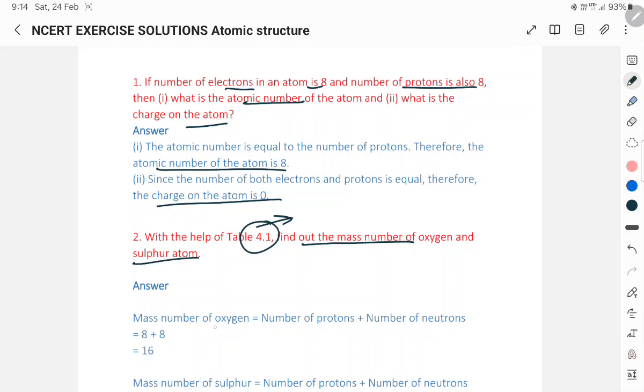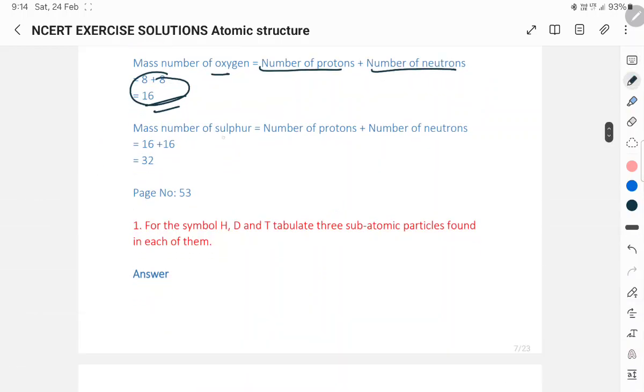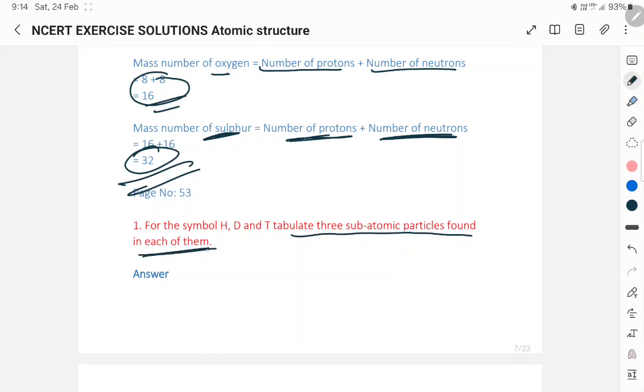So, mass number of oxygen is number of protons plus number of neutrons, and it is 16, right? And if we talk about the mass number of sulfur, it contains 16 protons and 16 neutrons, so its mass number is 32. For the symbols hydrogen, deuterium and tritium, tabulate the 3 subatomic particles found in each of them.